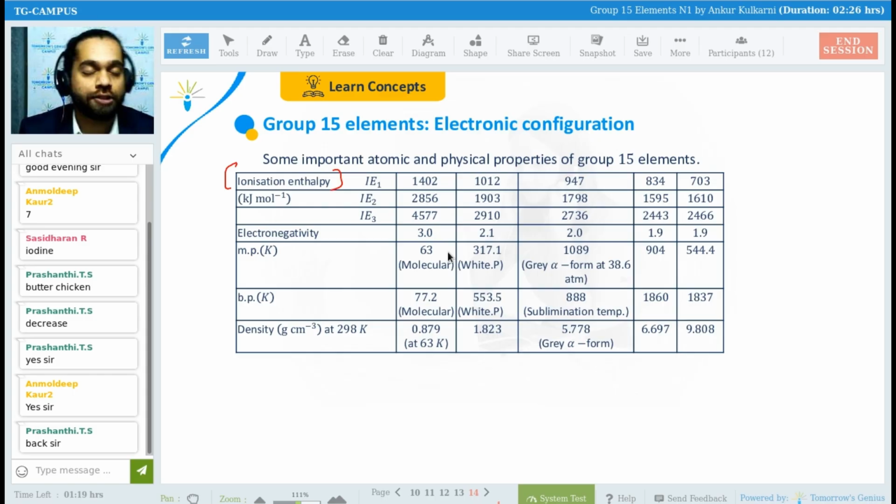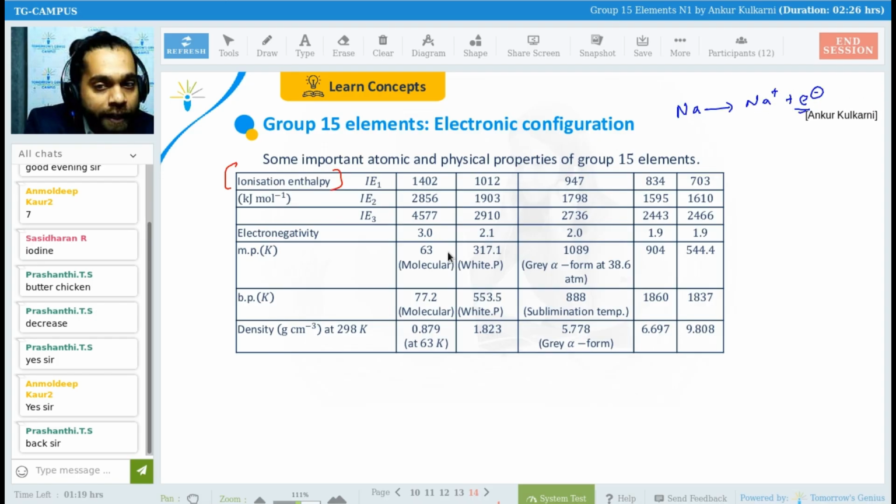Atom acquires a charge. Correct? So Prashanti, ionization means what? You remove a single electron. For example, sodium. If I want to ionize the sodium, it will be Na plus electron. Correct? So I am removing an electron.